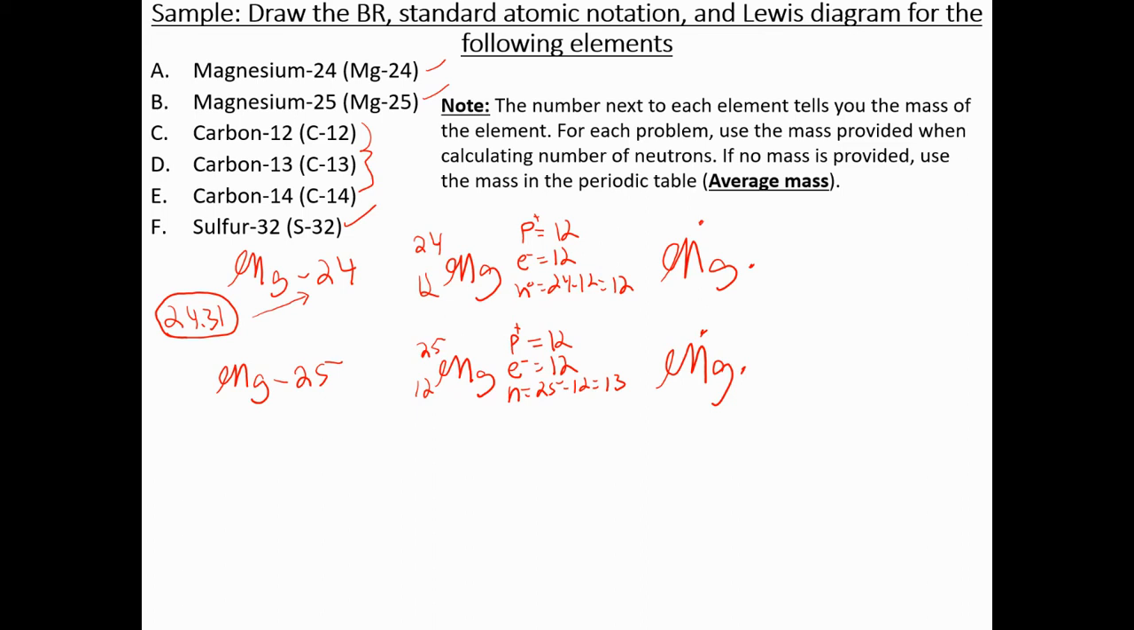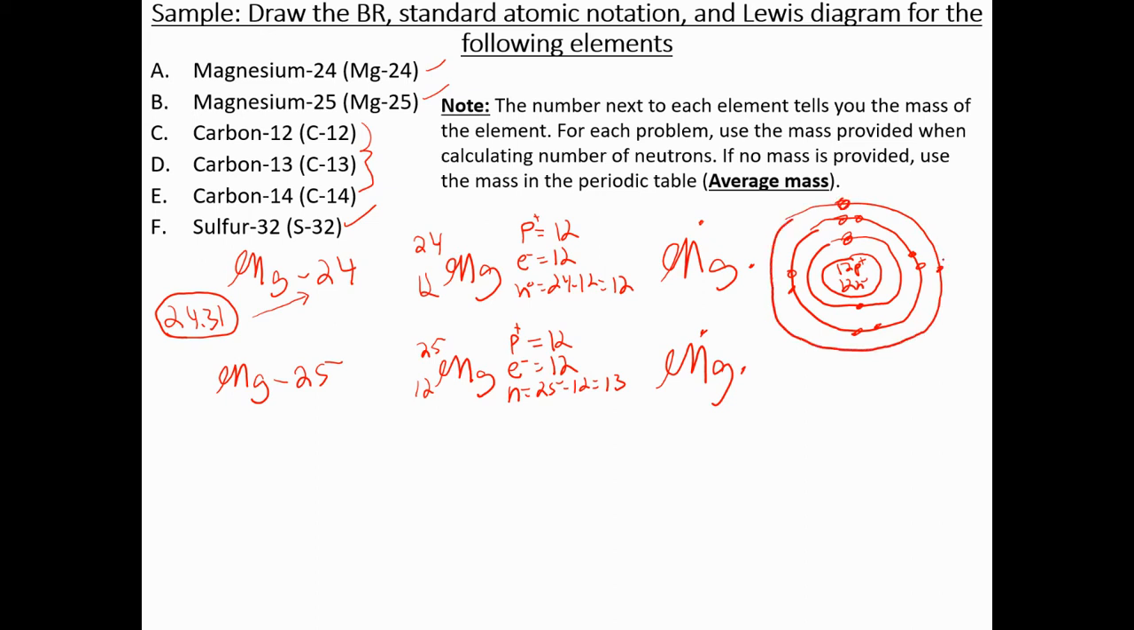Where you will see a slight difference is, well, as we've seen in the standard atomic notation, but also in the Bohr-Rutherford diagram. So for magnesium 24, let's do the Bohr-Rutherford diagram over here. You'll see the difference in the nucleus, right? We'll have 12 protons, that'll be the same, but the number of neutrons will be 12 here, 12 neutrons. And number of electrons will be the same as for both of them. So we'll have 12 electrons. So this is our Bohr-Rutherford diagram for magnesium 24.